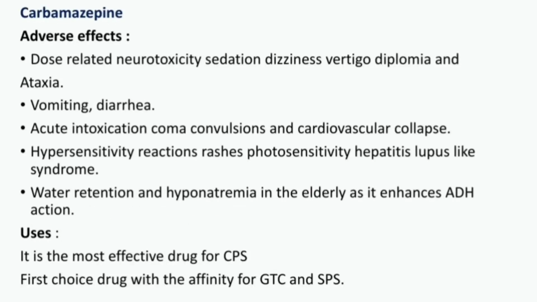Next drug, carbamazepine. The adverse effects of carbamazepine are as follows: dose related neurotoxicity, which causes sedation, dizziness, vertigo, diplopia, and ataxia, vomiting and diarrhea, acute intoxication, coma, convulsions, and cardiovascular collapse, hypersensitivity reactions, rashes, photosensitivity, hepatitis, lupus like syndrome, water retention, and hyponatremia in the elderly as it enhances ADH action. Uses of carbamazepine: it is the most effective drug for CPS and first choice drug with the affinity for GTC and SPS.